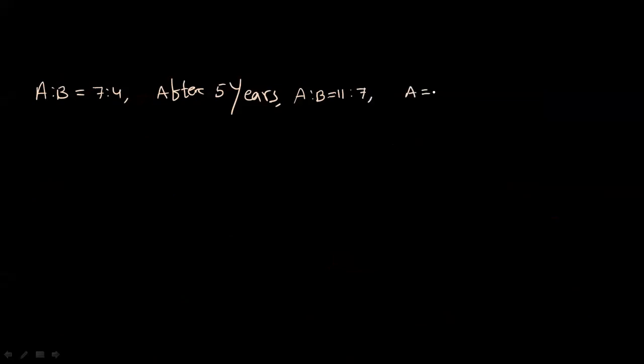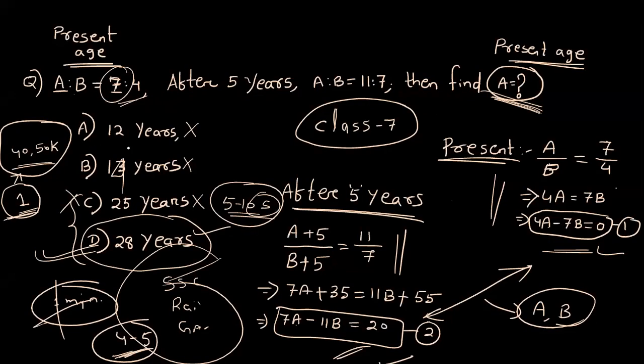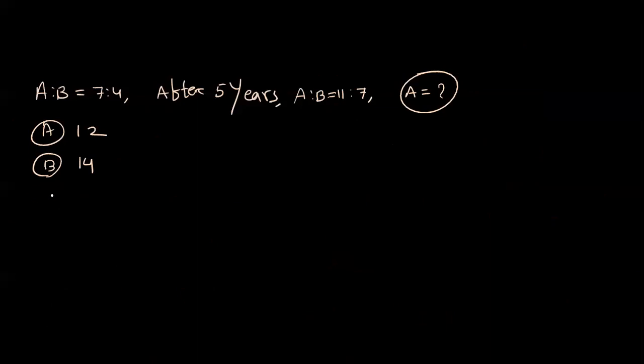Then what is the present age of A? Okay. So suppose the options are like this. The first option is 12. The second option is suppose 14. Here we have taken 13, but suppose the second option is 14. The third option is 25, and the fourth option is 28.